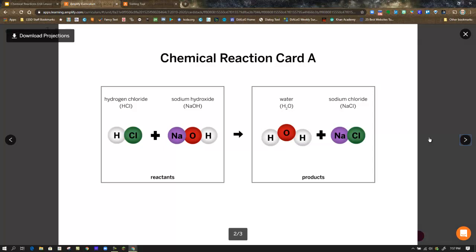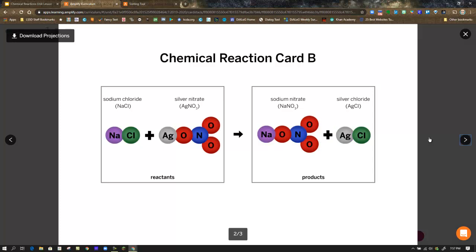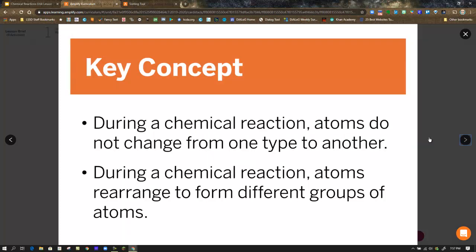And then in the second situation, they give you a second reaction card, the sodium chloride with silver nitrate, making sodium nitrate and silver chloride, and you would model that as well by arranging tokens where you think they go. We'll take a look at a modeling tool, how that might happen.